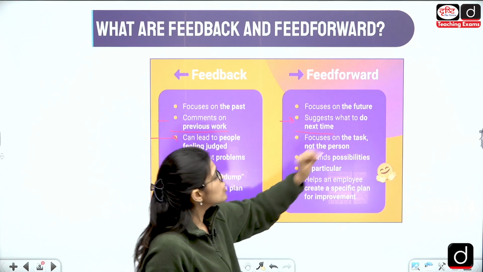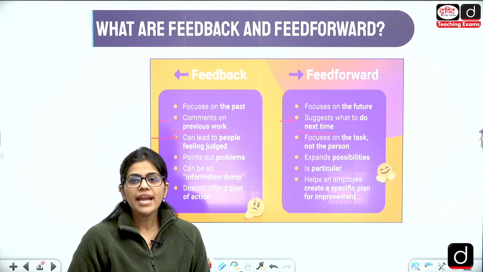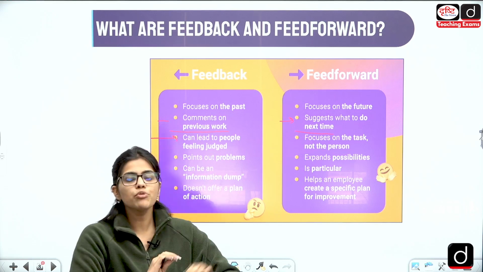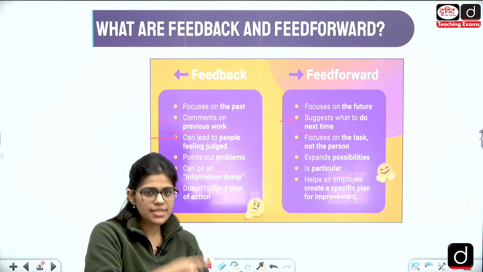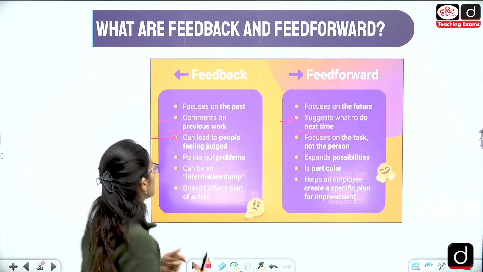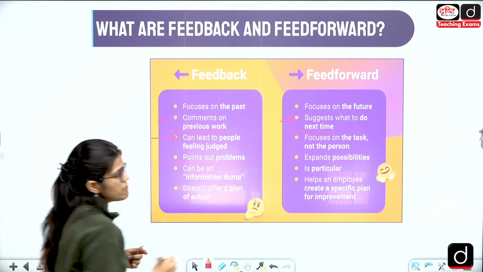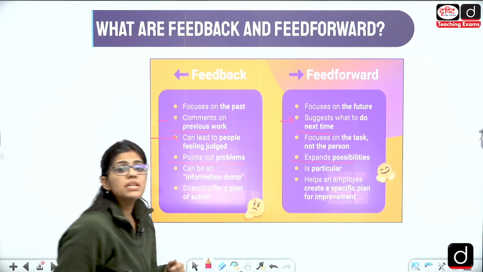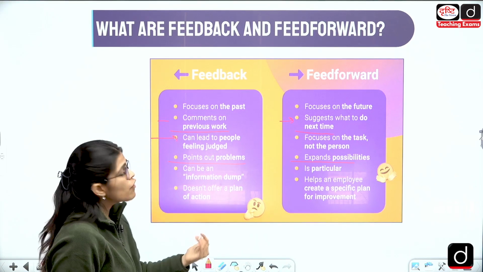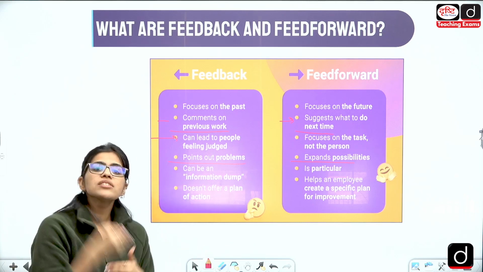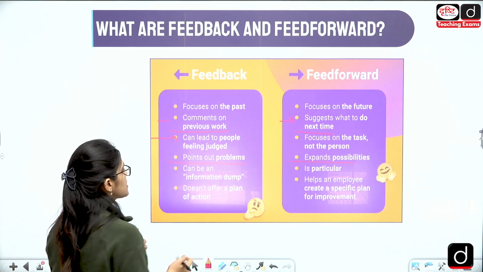Here, it focuses on the task and not on the person. It feels that you are more curious to talk about the task and the improving of the task rather than on the person. So people don't take it personally. It points out the problem and it expands the possibilities that are there. So feed forward is going to widen the horizon. It is a much more positive manner to deal with things.